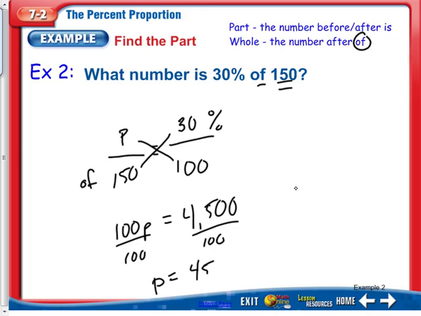is 30% of 150. So what we're saying is that this ratio, 45 out of 150, is equivalent to 30 out of 100. Okay, that's what we're saying. We're saying that these two ratios are equivalent. Okay, so the part is 45. That would be our answer.